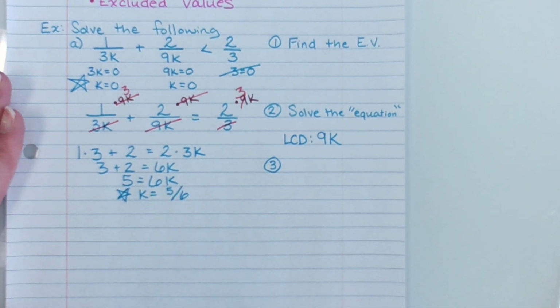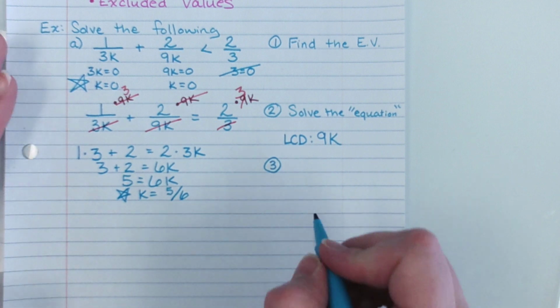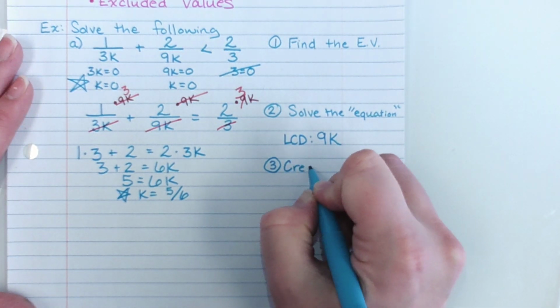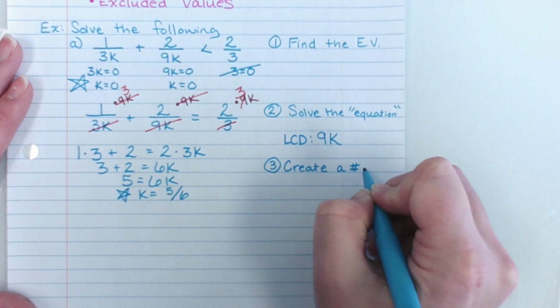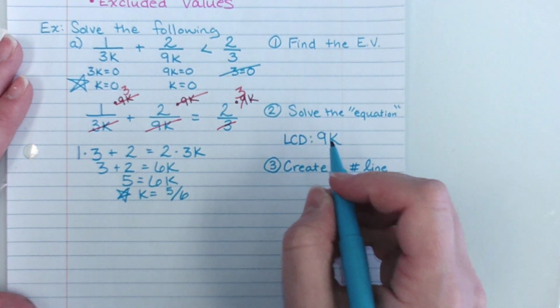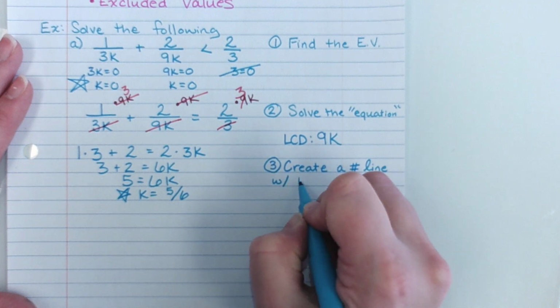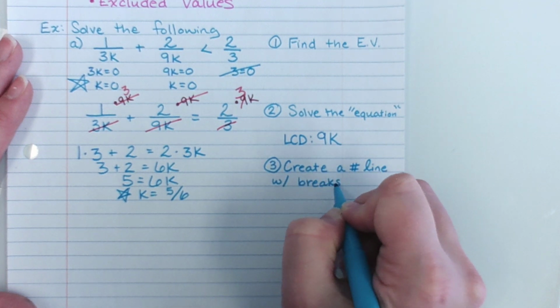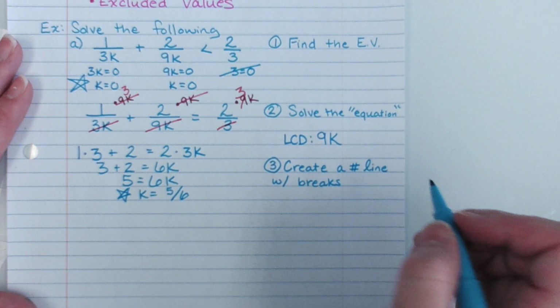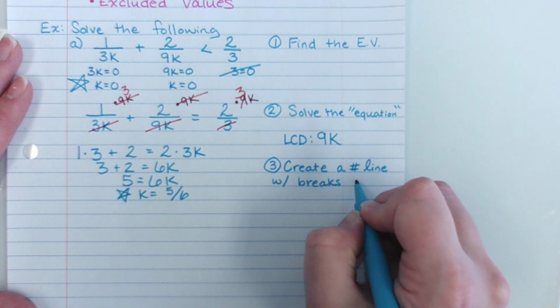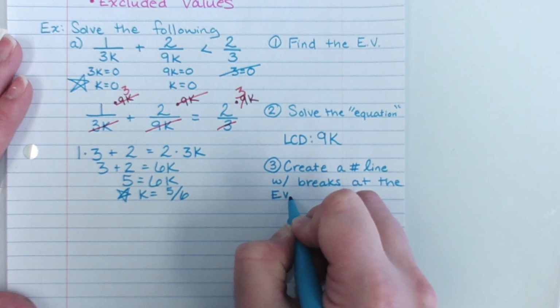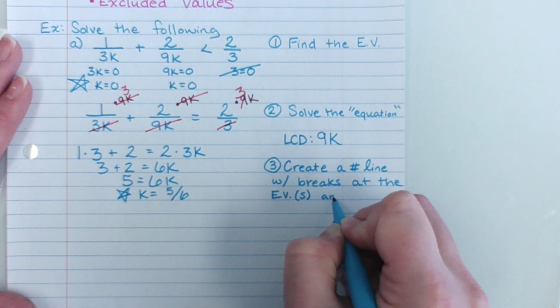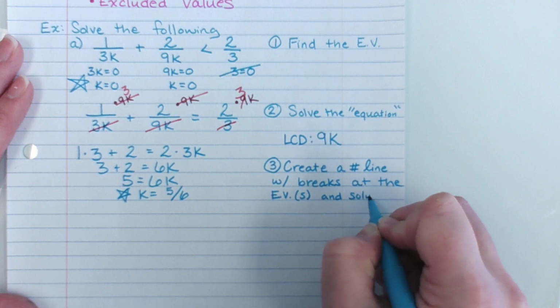That's another important value that I'm going to need. Once I have those, I'm going to actually create the number line. I'm going to create it with breaks, or holes essentially, at each of the excluded values and each of the solutions.